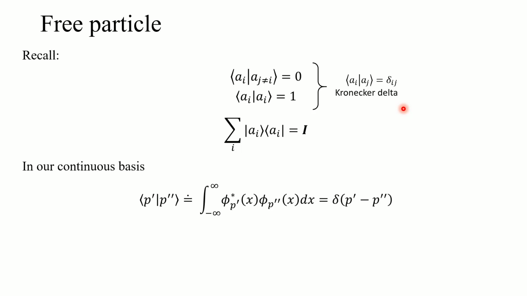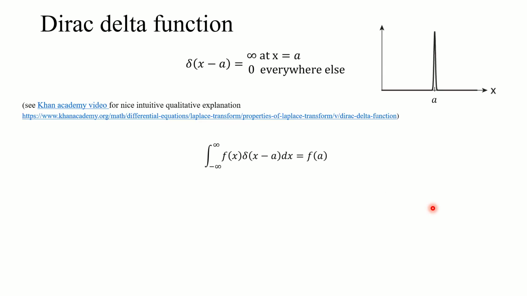In our continuous basis with the momentum eigenfunctions, that becomes an integral from 0 to infinity. And when we take that integral, we get this function, which we call the Dirac delta function. Now, this is a very interesting and weird function. I'm not sure how much of it was covered in perhaps Math 346 or previous courses. So really quickly, just to go through generally how to think about it.